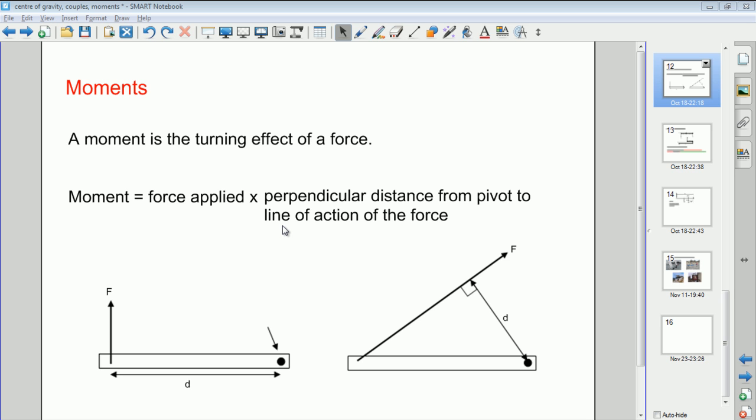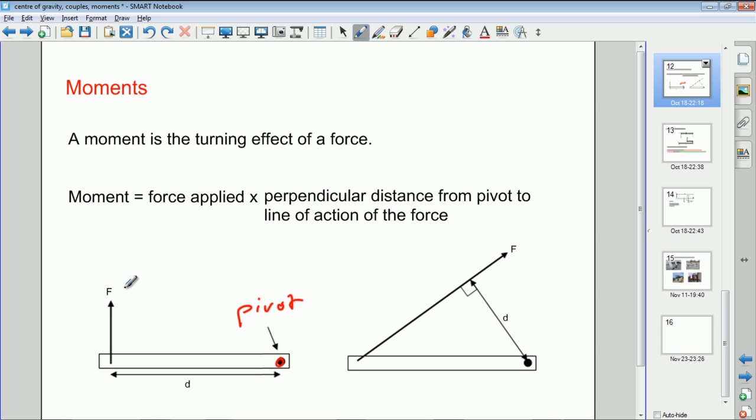If there is a pivot involved in the system or the object, such as here, this point down here is what we call the pivot, sometimes called the fulcrum, then the object will rotate about that pivot because it's a fixed point. And this force here will cause the object to rotate. There are many examples of this in everyday life, such as using a spanner, for example.